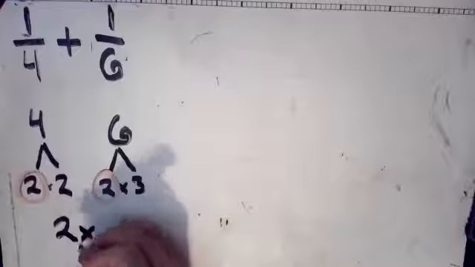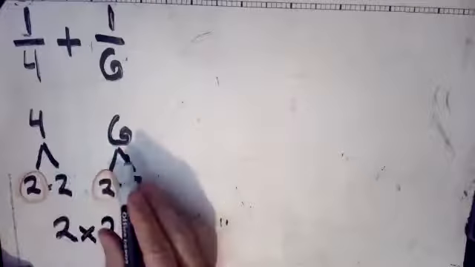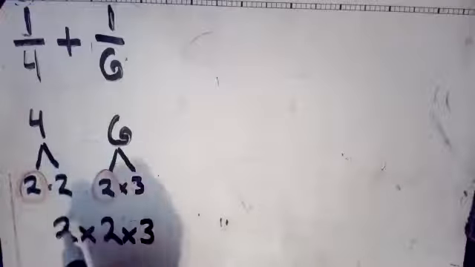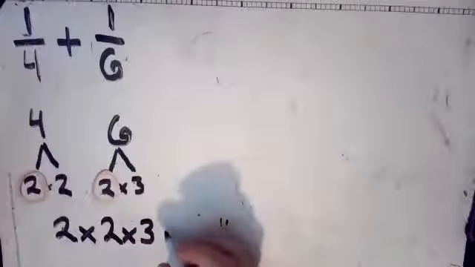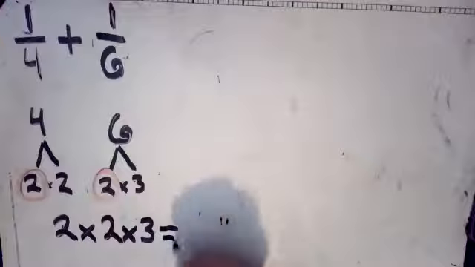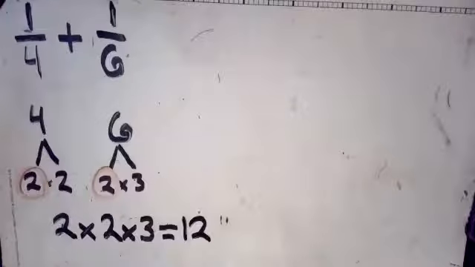So I'm going to multiply, and now I'm going to look for the numbers they don't share. Well, 4 has a 2 all on its own. 6 has a 3 all on its own. And now I've used all of my numbers. I've got the 2 that is shared, the 2 that is just from the 4, and the 3 that comes from the 6. And now I can multiply and say 2 times 2 is 4, times 3 is 12. And that is my lowest common denominator.